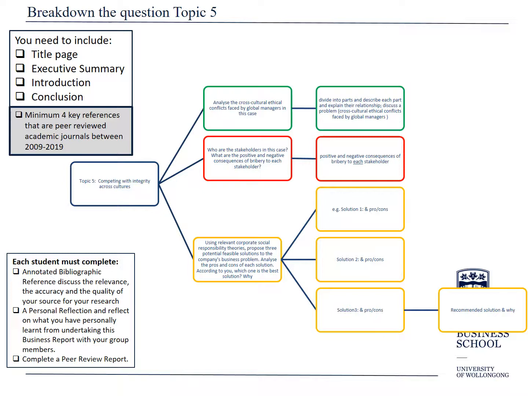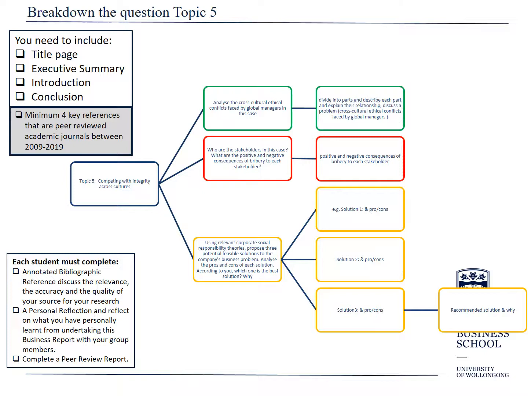If you have topic 5, the process is the same. So in the first box, we look at what the topic is that we're being asked to discuss, and it's competing with integrity across cultures. The assignment question's first part asks us to analyse the cross-cultural ethical conflicts faced by global managers in the case that's being provided. If we look a bit further, we need to divide this into parts and describe each and explain their relationship, discuss the problems in regards to cross-cultural ethical conflicts that are being faced by global managers.